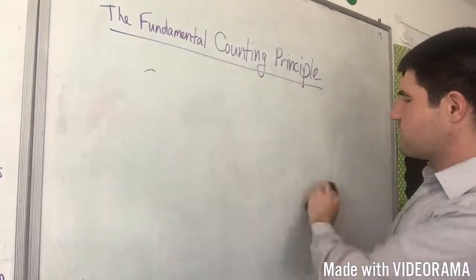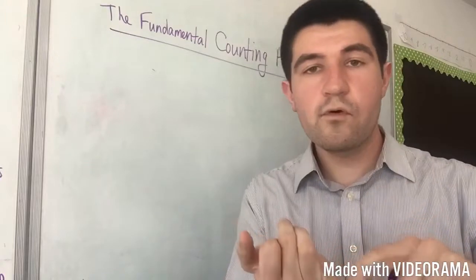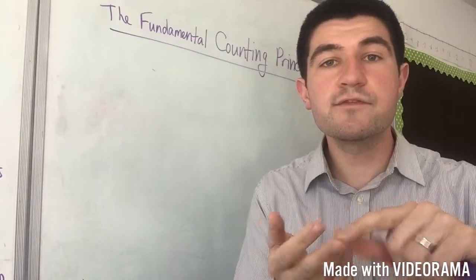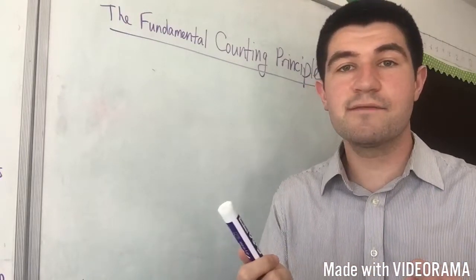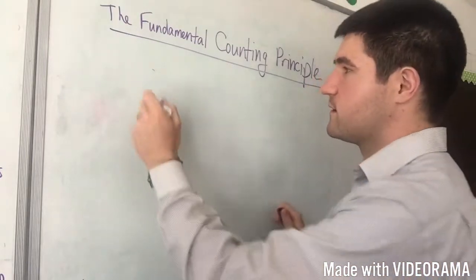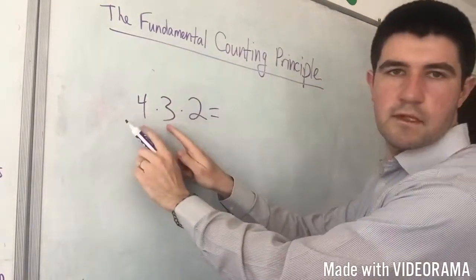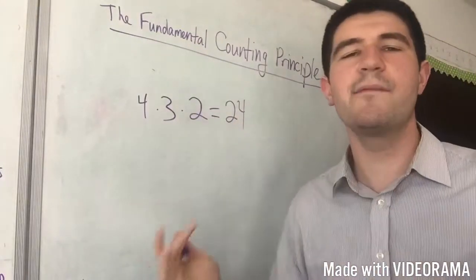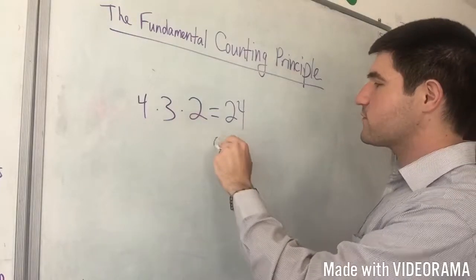The fundamental counting principle says that if I have 4 shirts, 3 pairs of pants, and 2 pairs of shoes, all I have to do is multiply those numbers together to figure out how many different possibilities I could wear. 4 times 3 times 2, that's 12, times 2 is 24. How much easier that was than having to draw that tree diagram. 24 options.